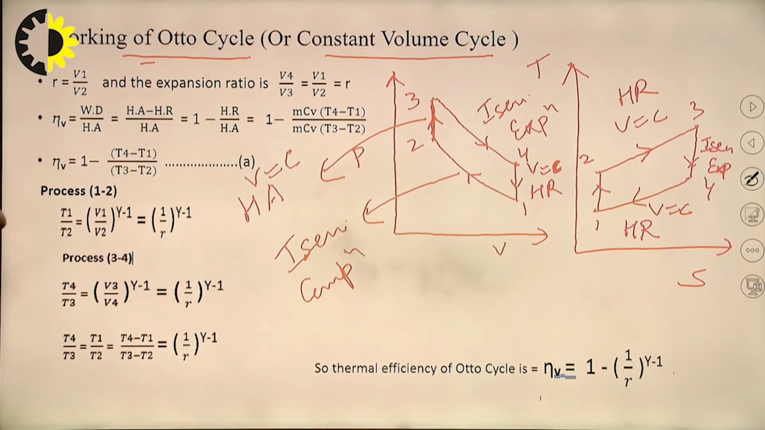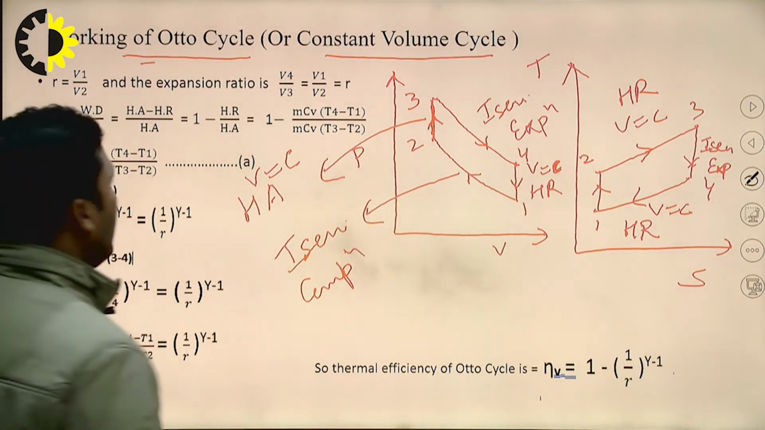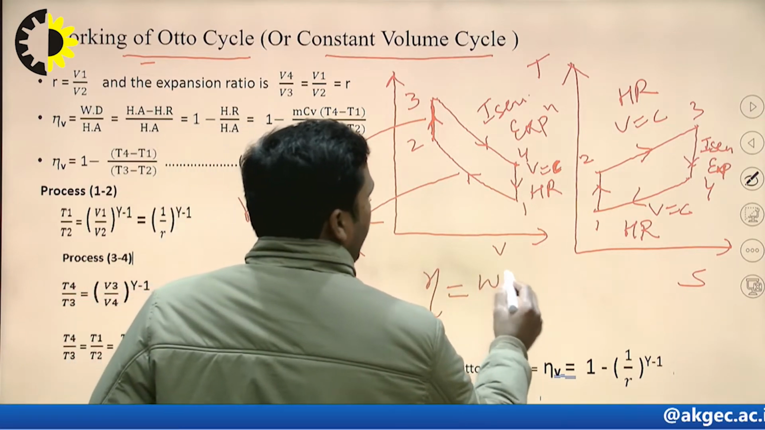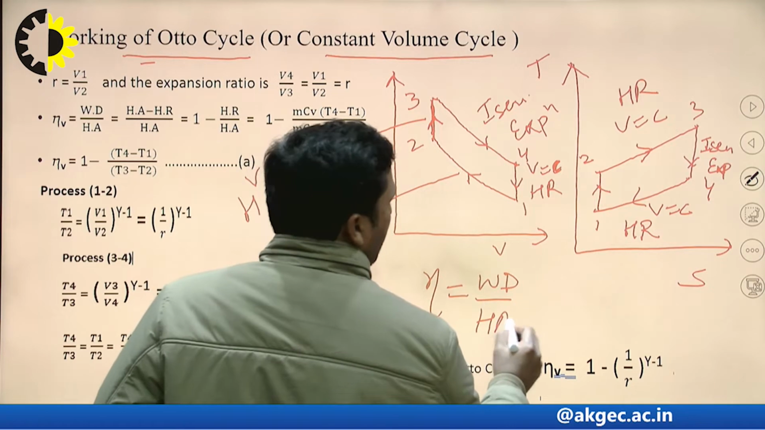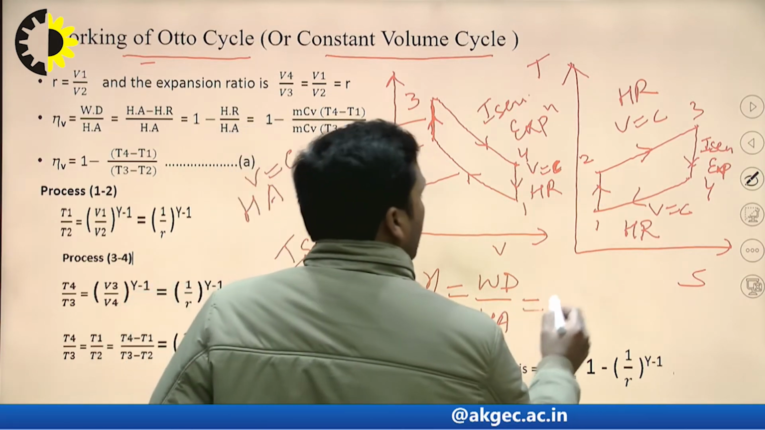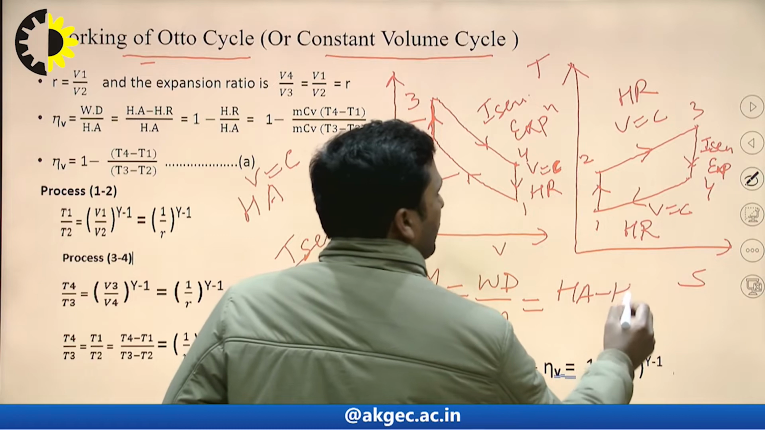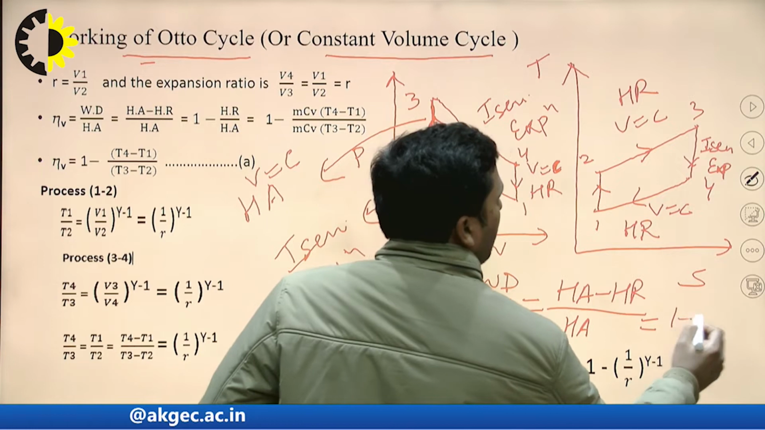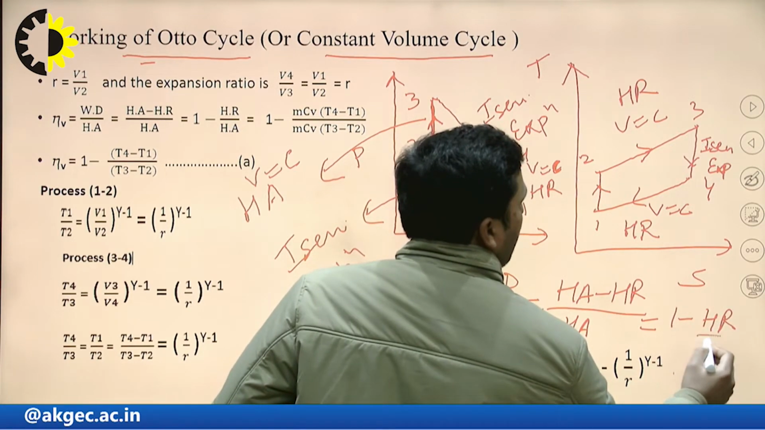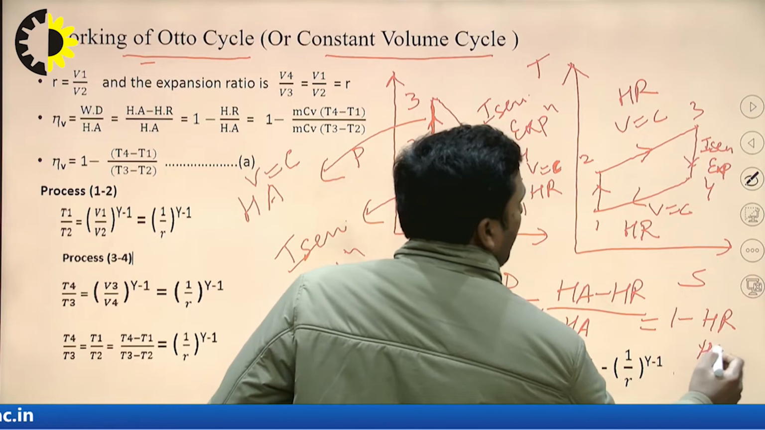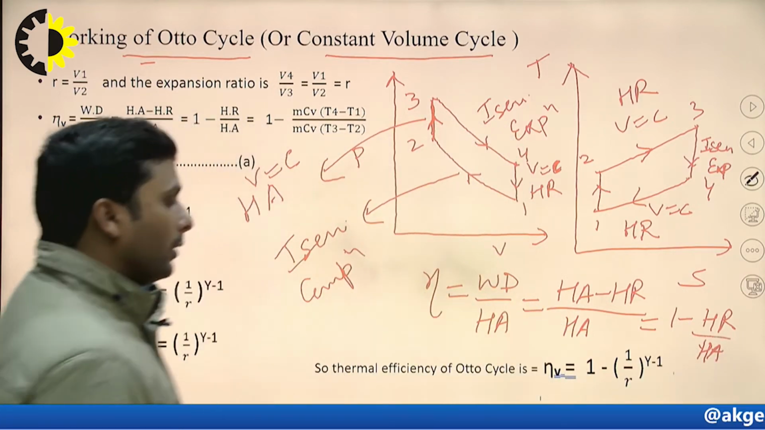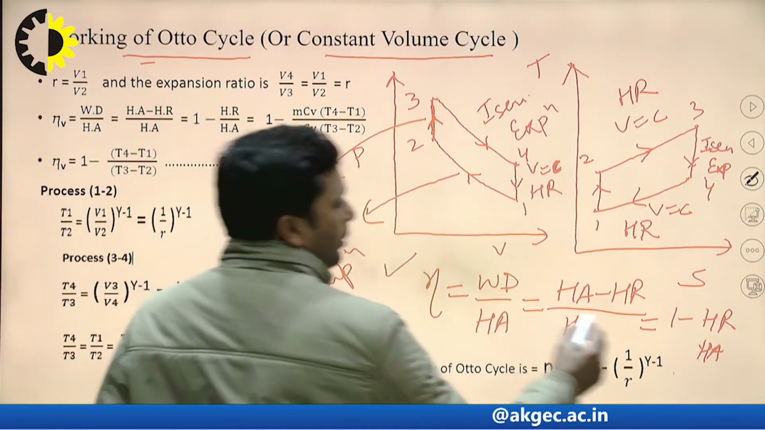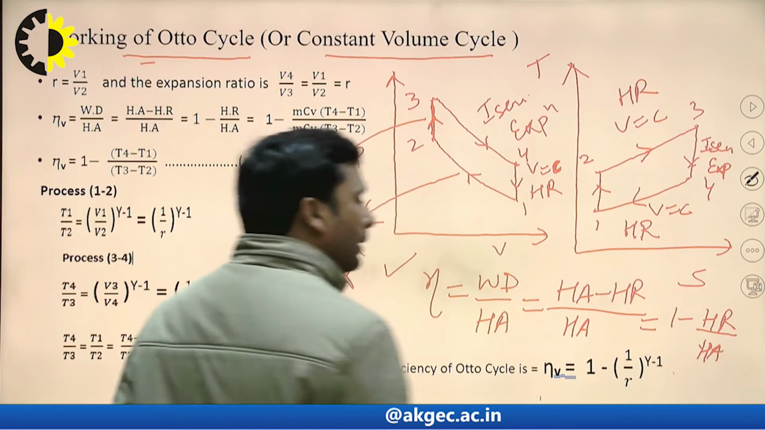Now we have to calculate the efficiency in case of the Otto cycle, and we know that efficiency in case of the Otto cycle is equal to work done upon heat addition, and we also know that work done is equal to heat addition minus heat rejection. So efficiency will be equal to 1 minus heat rejection upon heat addition. So for the calculation of the thermal efficiency of Otto cycle, our target is to calculate heat addition and heat rejection in case of the Otto cycle.